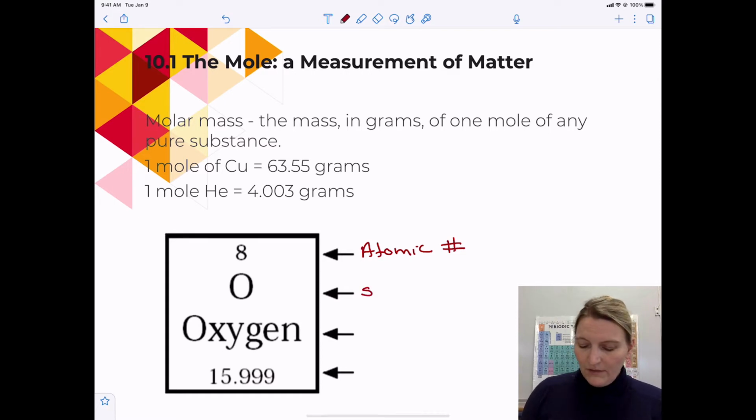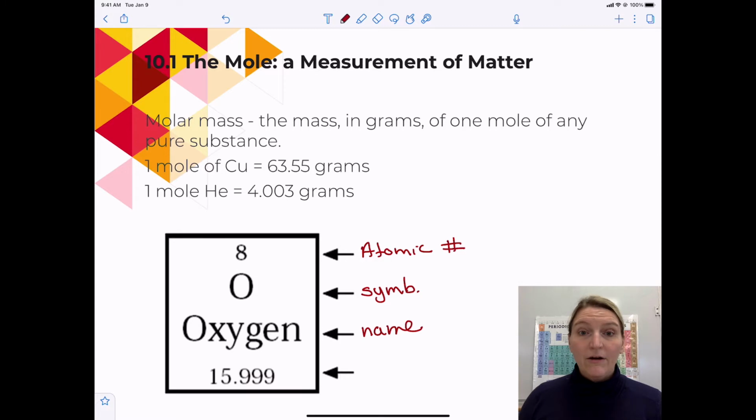And then, of course, we have the symbol and the name, and then we had this number down here, which was the average atomic mass. And remember, the average atomic mass was the average mass of one atom, and the unit for that was an AMU. So when we learned this, we learned that oxygen has an average atomic mass of 15.99 AMU. So one atom of oxygen weighs approximately that amount.